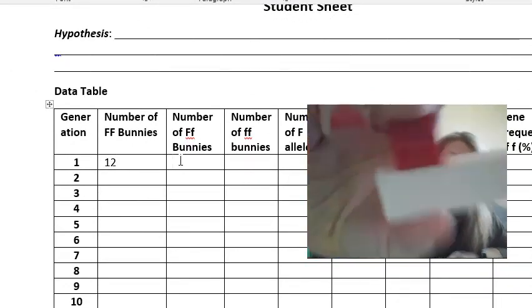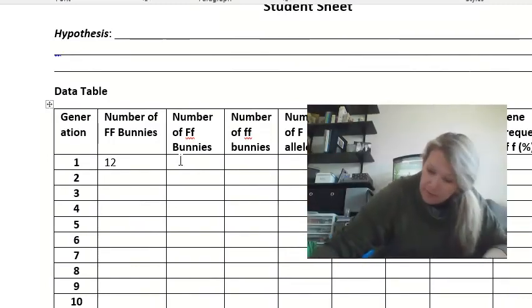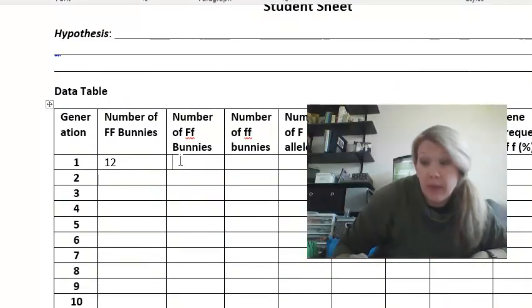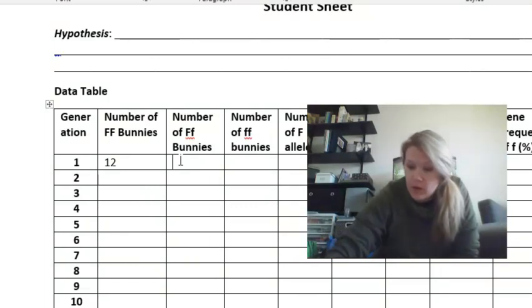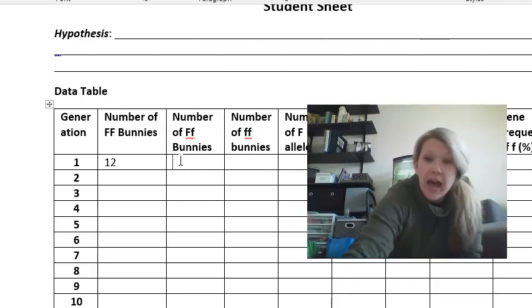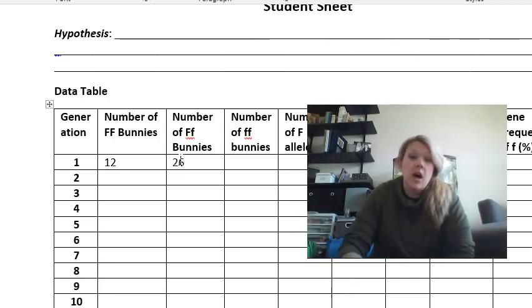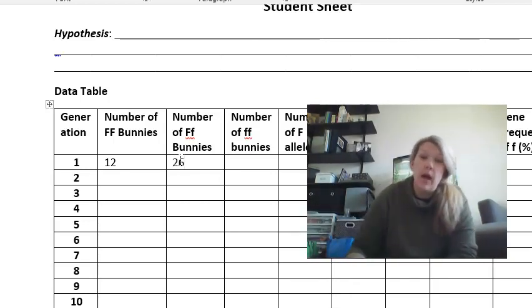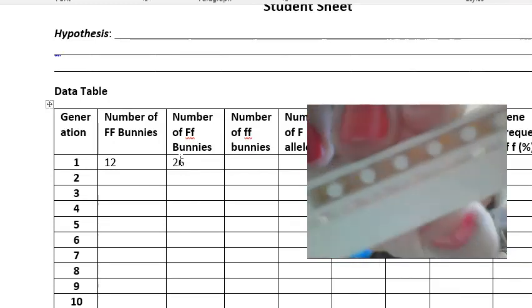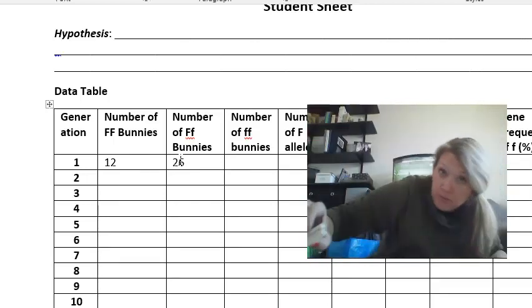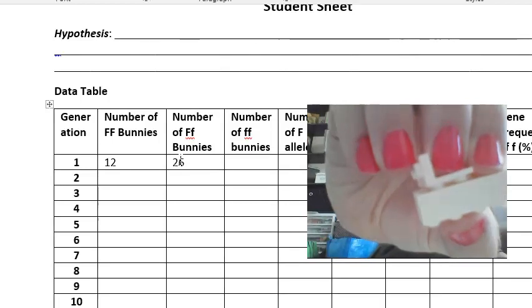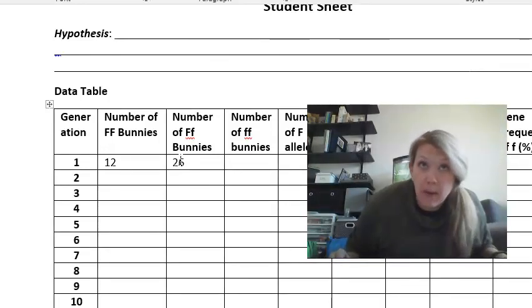And remember, this is one heterozygous bunny. This is one heterozygous bunny, so I'm really counting the pairs of them, okay? And I have 26 heterozygous bunnies. So now I'm going to do the same thing with my double recessive bunnies. And again, I need 2 beans to represent 1 bunny. So this is 1 bunny, and this would be 1 bunny. So I'm going to count the number of bunnies.